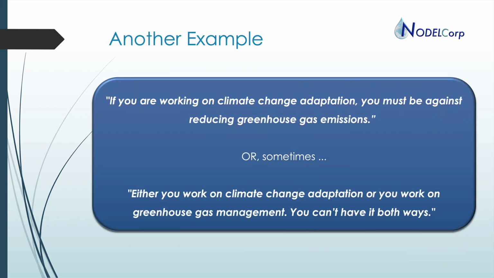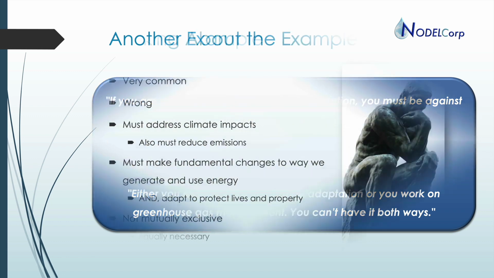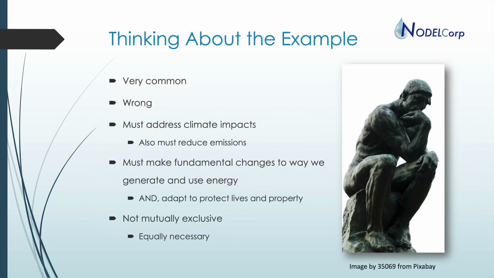Here's another example. If you're working on climate change adaptation, you must be against reducing greenhouse gas emissions. Or sometimes it's said, Joel, either you work on climate change adaptation or you work on greenhouse gas management. You can't have it both ways. Now, this is one that's also very common, and it's also wrong.